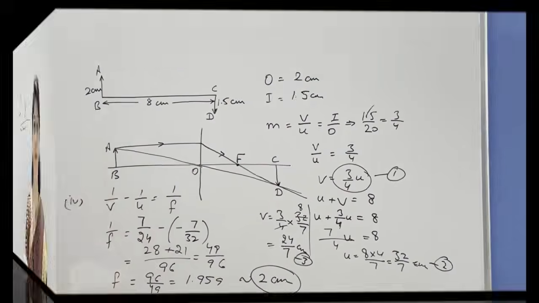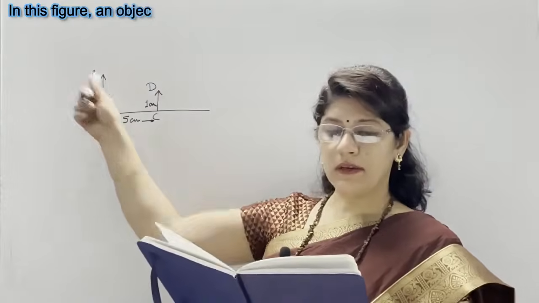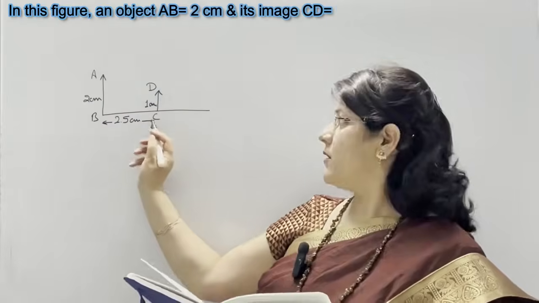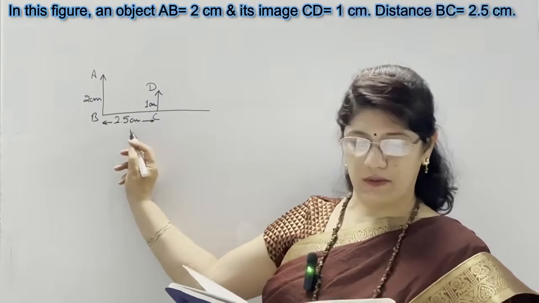In this numerical, a figure is given. AB is the object, CD is the image formed. The value of AB is given as 2 centimeter, the value of CD is 1 centimeter, and the value of BC is 2.5 centimeter.